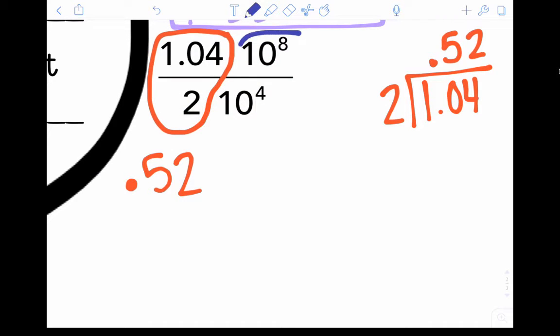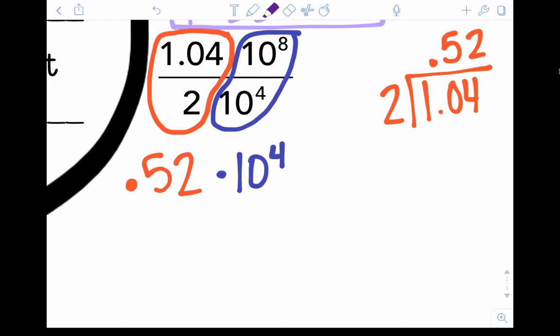Next, I need to divide my powers of 10. If I take 10 to the 8th divided by 10 to the 4th, when I divide numbers with the same base, I subtract the exponents. So 8 minus 4 is 4. So this is going to be 0.52 times 10 to the 4th. Now, this is not written in correct scientific notation because of that number right there.